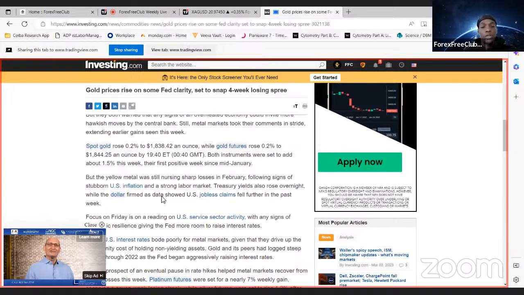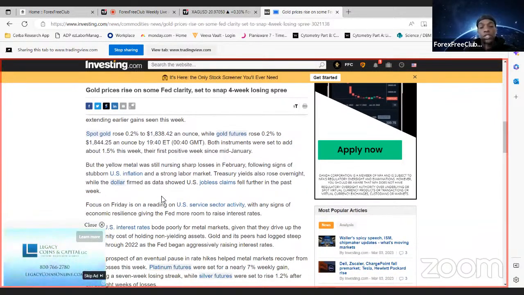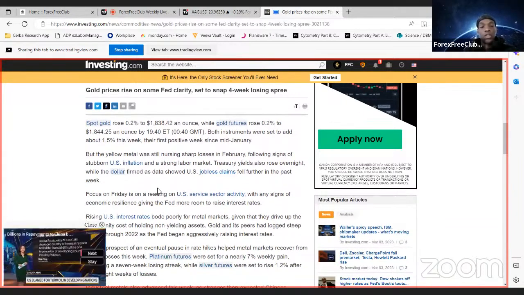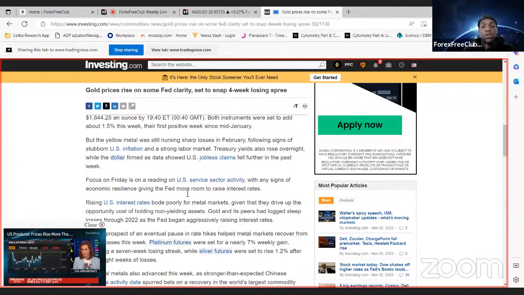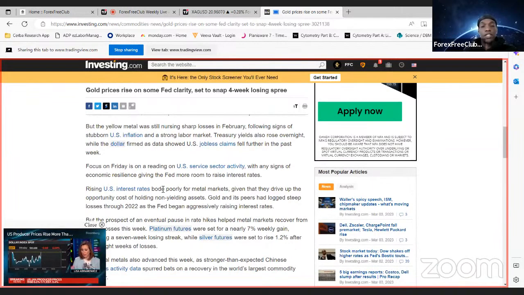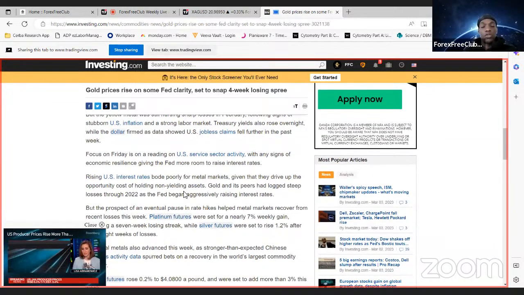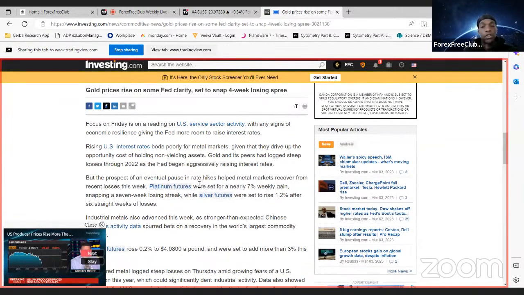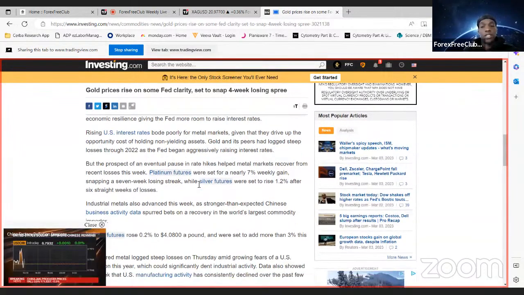But the yellow metal was still nursing sharp losses in February, following signs of stubborn U.S. inflation and a strong labor market. Treasury yields also rose overnight while the dollar firmed as data showed U.S. jobless claims fell further in the past week. Focus on Friday is on a reading on the U.S. service sector activity, with any signs of economic resilience giving the Fed more room to raise interest rates. Rising U.S. interest rates bode poorly for metal markets, given that they drive up the opportunity cost of holding non-yielding assets. Gold and its peers had logged steep losses through 2022 as the Fed began aggressively raising interest rates.